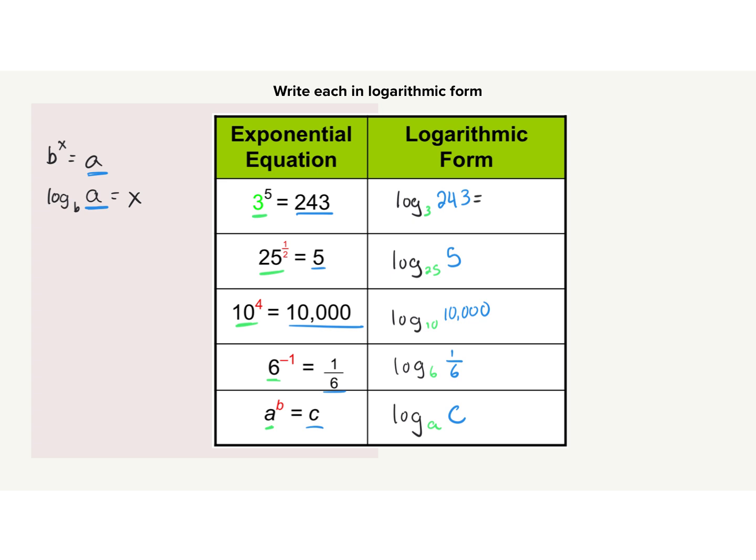Now, you have almost everything written for your answer. You're only missing what's equal. Now remember, what's equal is your exponent. So here you have your 5. Here you have your 1/2. Here you have your 4. Here you have your -1. And here you have your b. So all of these equations have been written from exponential into logarithm forms.